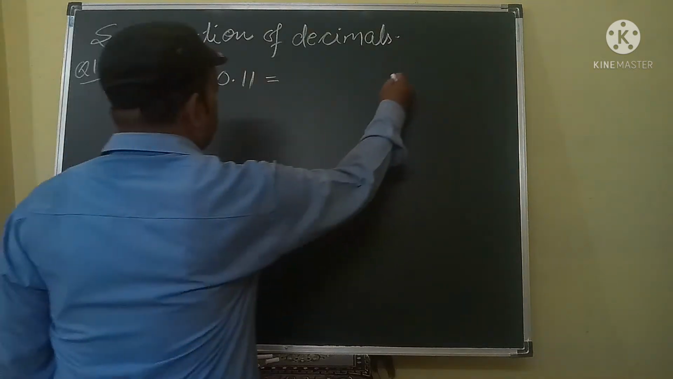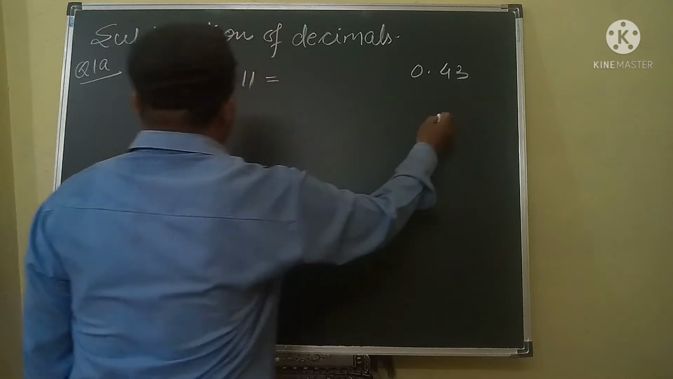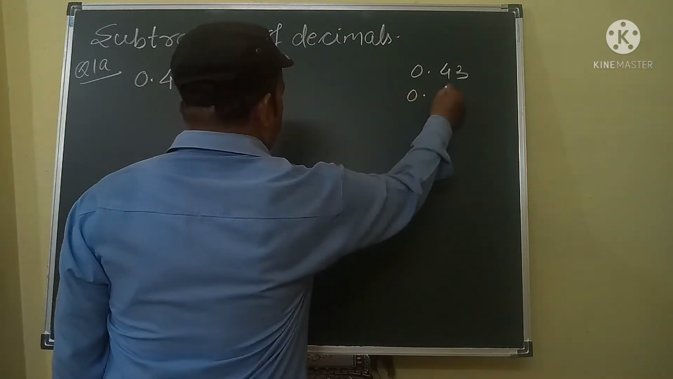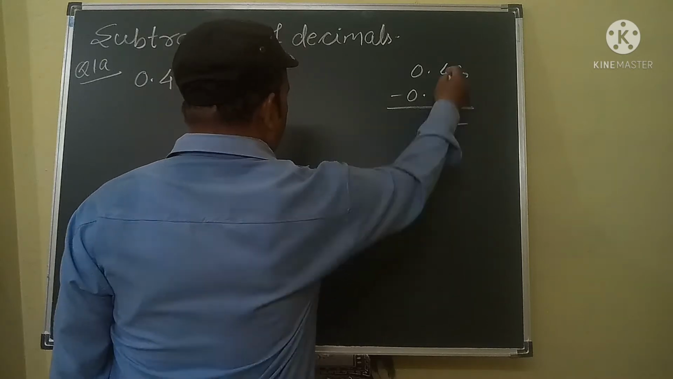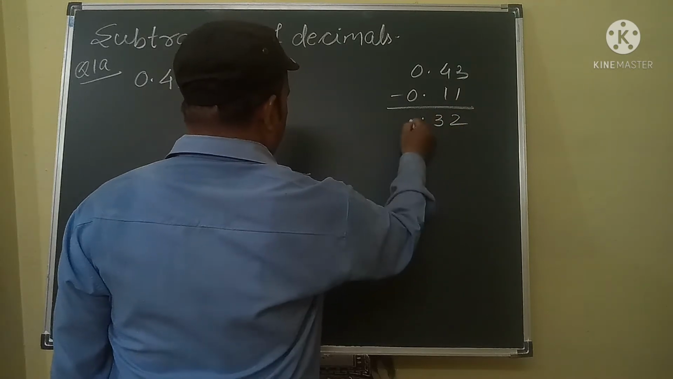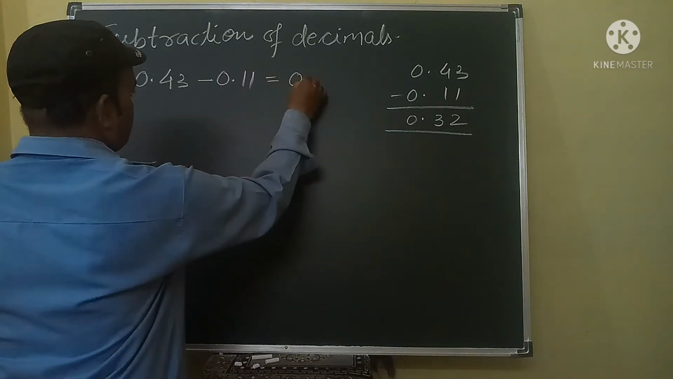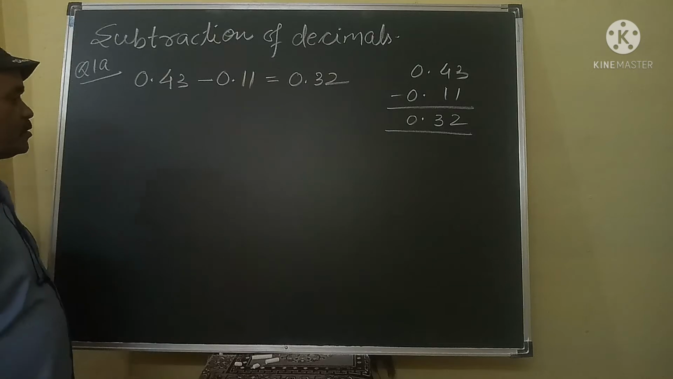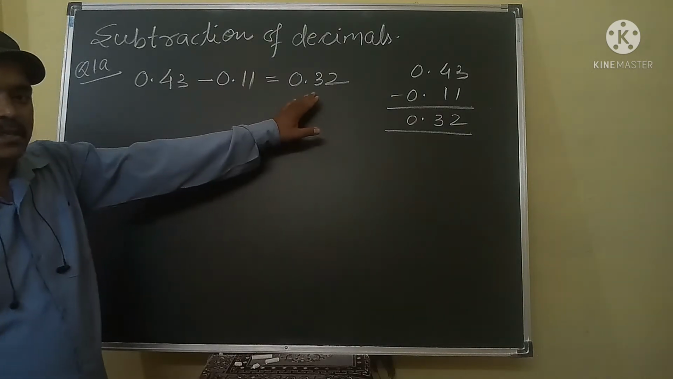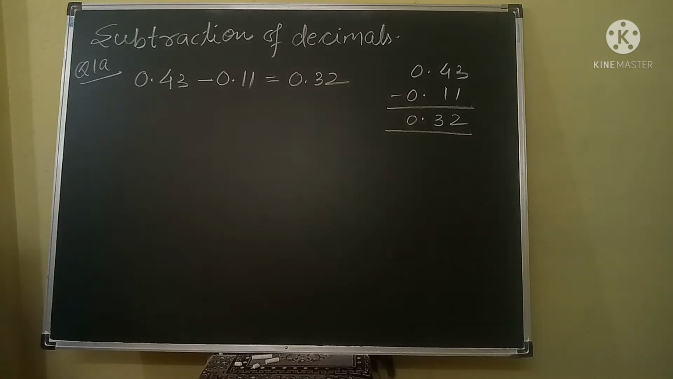Now look here, 0.43 minus 0.11. 3 minus 1, 2. 4 minus 1, 3. And this is 0. The answer is 0.32. 0.32 is the required answer for the question.